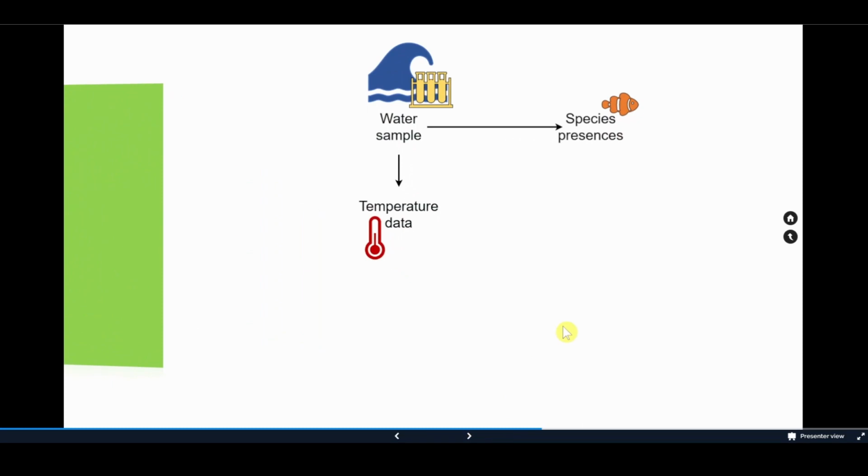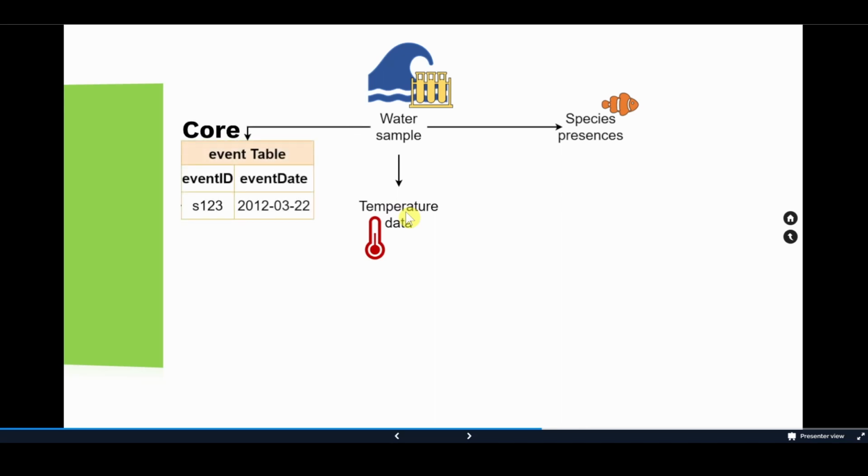Let's say you went and took a water sample, and in this water sample you had temperature data. You took a temperature measurement, and you also have the species presences, species occurrences. So the first thing we need to do is decide what is our data set structure and what is our core data table. Is it occurrence core or is it event core? Well, because we have information on how the samples were conducted and we have abiotic data, we're going to use event core. So this is a small snippet of what our event table might look like.